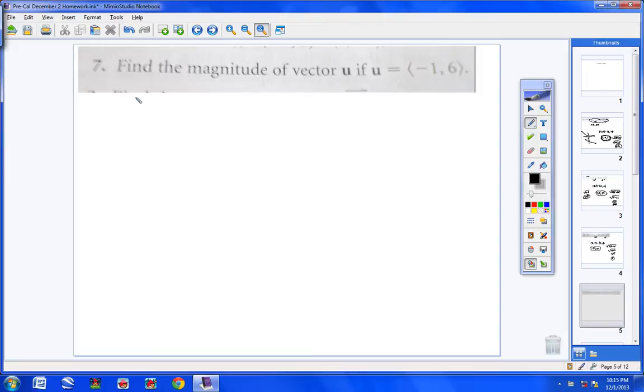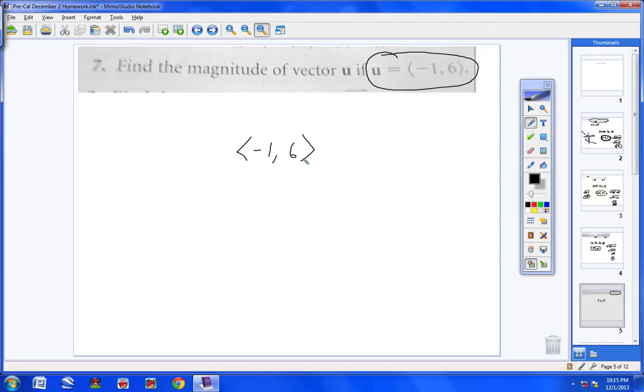All right, number 7, find the magnitude of vector u. Now think about it for a second, please, students. Would you look at this vector? Is it not already written in component form? You know it is because of the arrows. You see this right here.